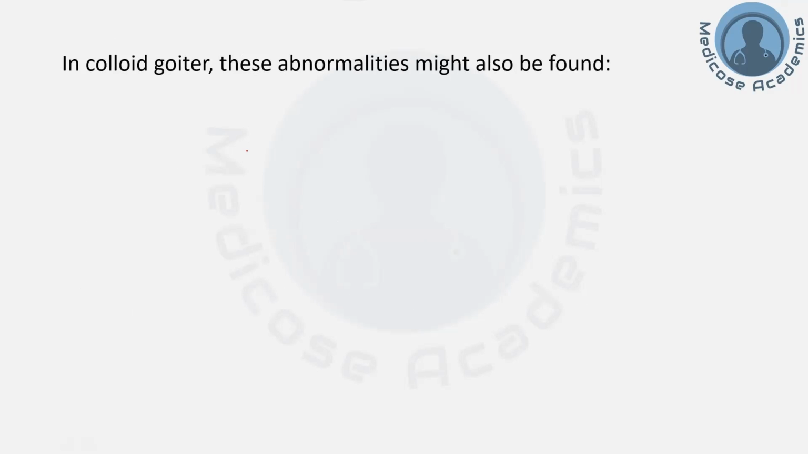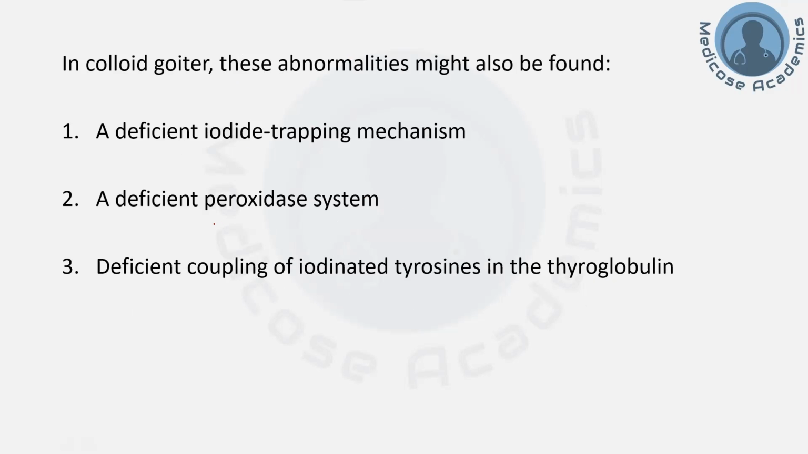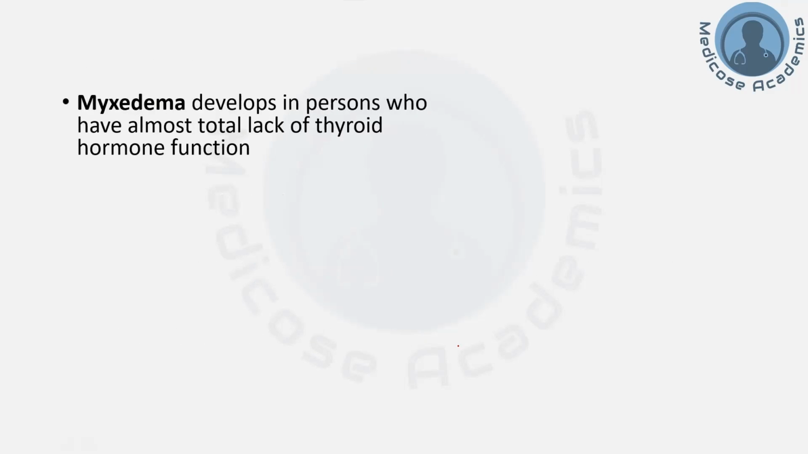In colloid goiter, apart from iodine deficiency, these abnormalities could also be found. There could be a deficient iodide trapping mechanism. These are some other mechanisms which can result in goiter. All of these mechanisms are going to decrease the synthesis of T3 and T4. A deficient peroxidase system can do that too. Deficient coupling of iodinated tyrosines in the thyroglobulin. There could be deficient organification. Deficiency of the deiodinase enzyme, so that the levels of T3 in the tissues could be decreased because of that.